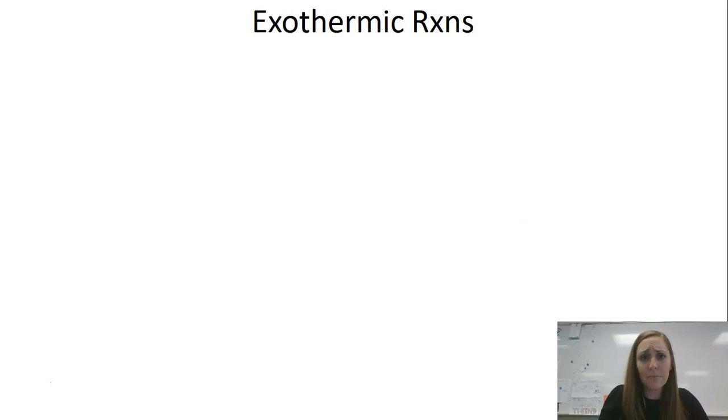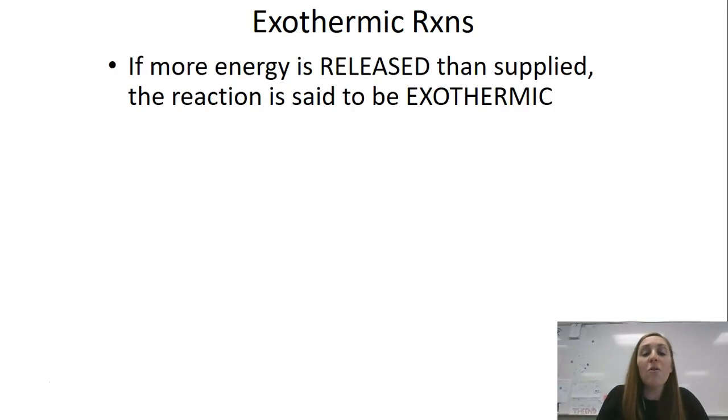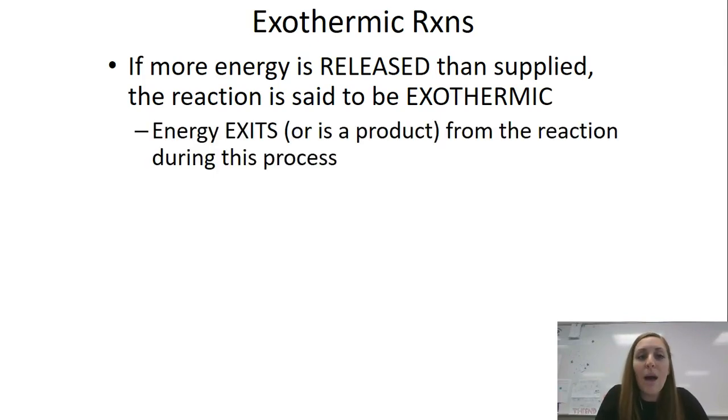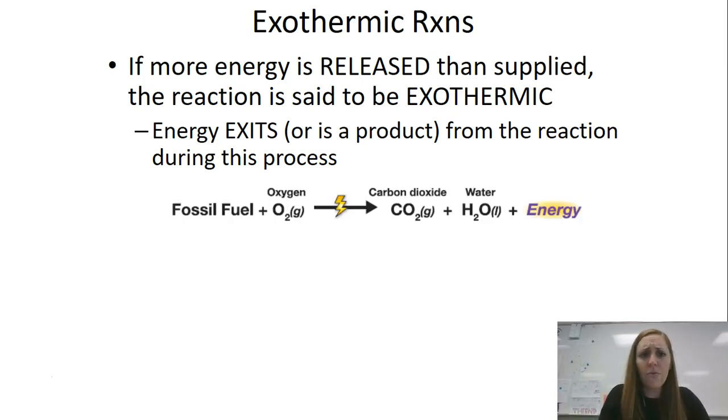So if you have an exothermic reaction, the term exo means to release, right? You might go to an exit to leave, and thermic means heat. So if more energy is released than is supplied, the reaction is said to be exothermic. So energy exits, or is a product, in this reaction. For example, if you have a fossil fuel like gasoline with oxygen, it can burn and you have heat that comes off of it as energy.